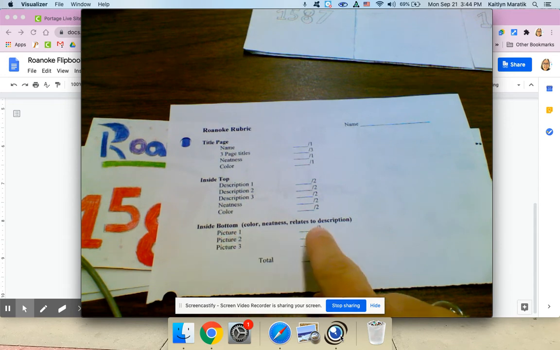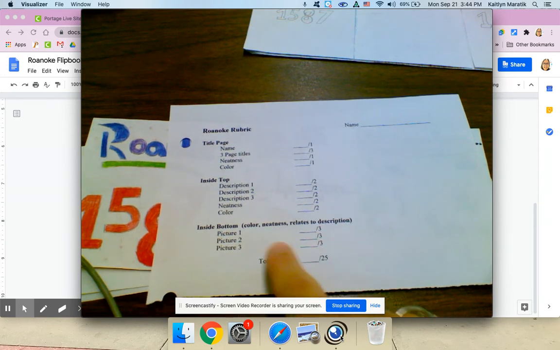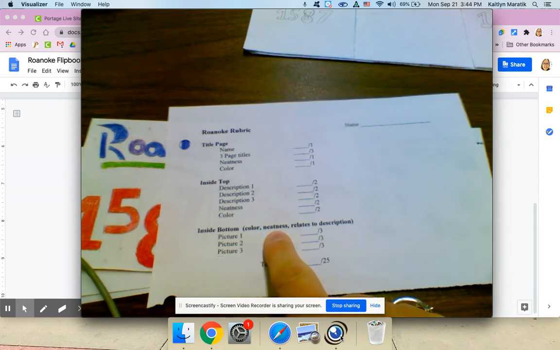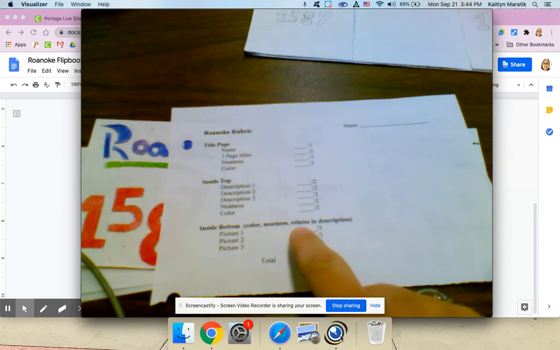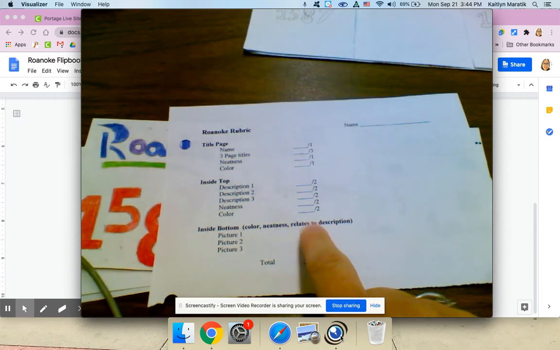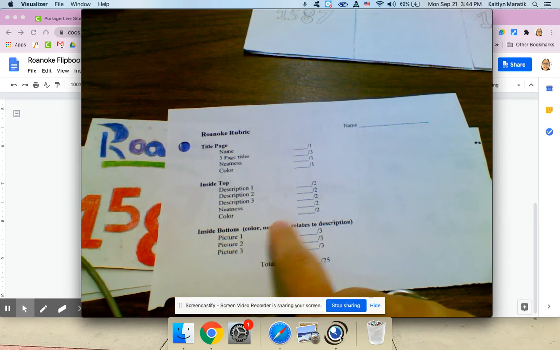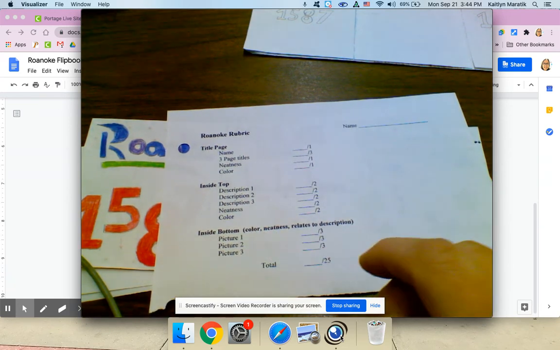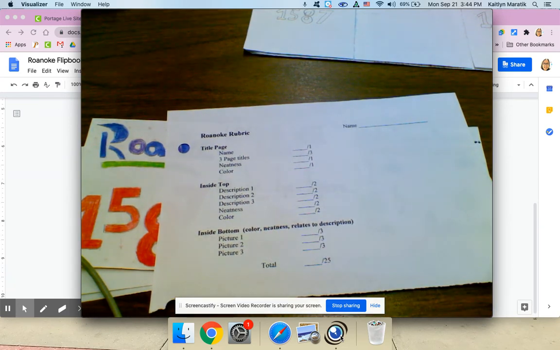And then the bottom, those pictures are worth 3 points each. We're expecting that there's color, we're expecting they look neat and they're nice, and that it relates to the description. Now, when it's saying color and neat and relates to description, again, I'm still working on my stick figures. Myself or your history teacher appreciates your efforts. You can do stick figures, but you can do some nice stick figures, right? You can take time, give them a hat, maybe some clothes. Make them look nice, not just a 4-second stick figure. You can do good things.